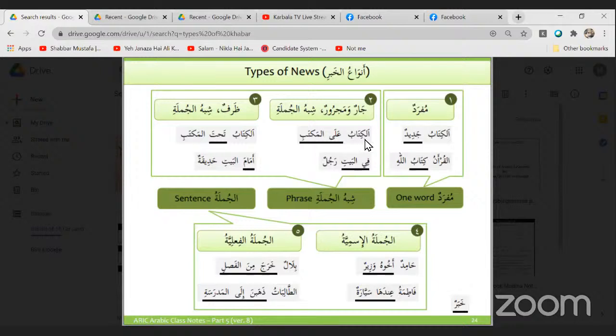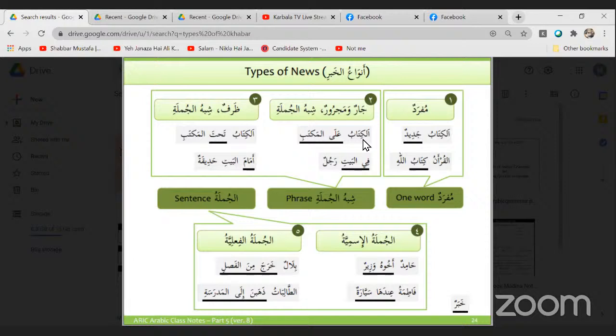So the translation is the book is on the desk. Ala al-maktabi is deemed as the predicate, the khabar. So the book, al-kitabu. What about the book? It is on the desk. So being on the desk is the news which we are giving about the book. Is that clear? So this is classified as the second type of khabar you can have for a subject.